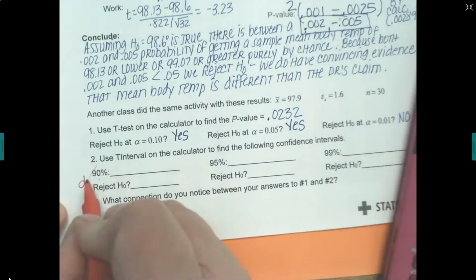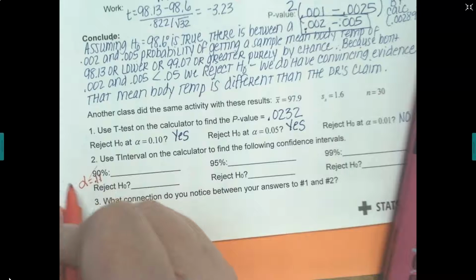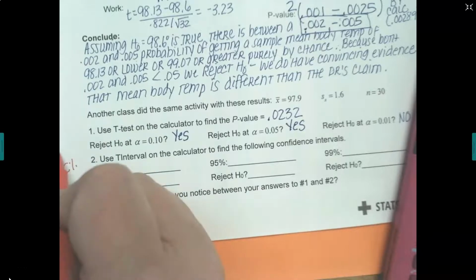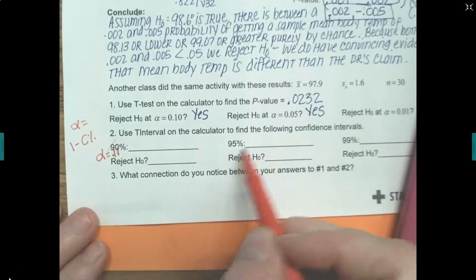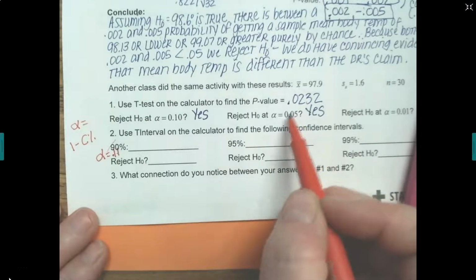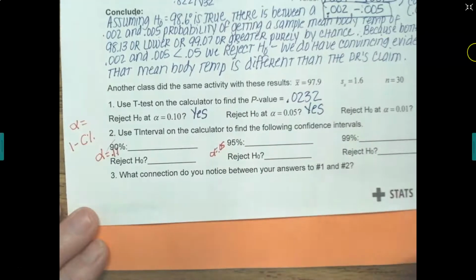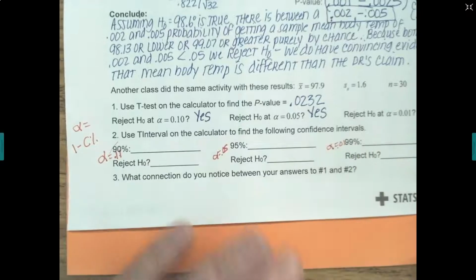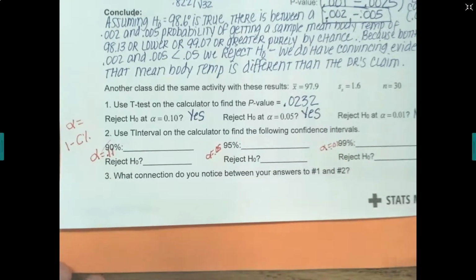So this is alpha equals 0.1. Because to find your alpha level, we do 1 minus whatever your confidence level is. That's how they come up with alpha. So a 95% confidence level, and there's your 5%. So that is alpha equals 0.05. And this is alpha equals 0.01. So these two complement each other to add up to 1.